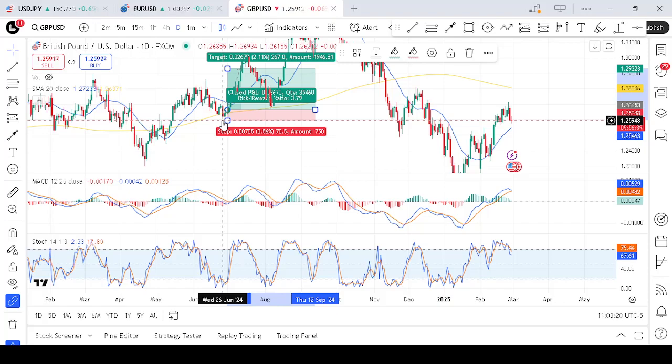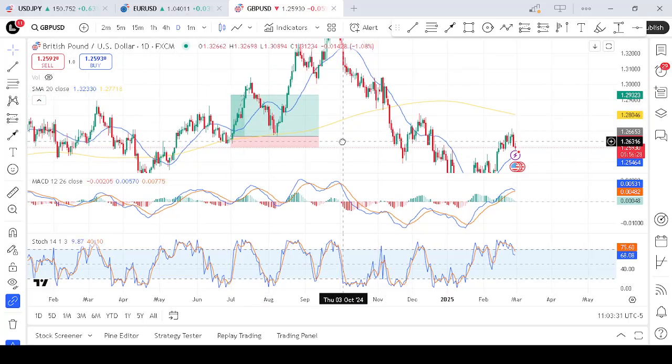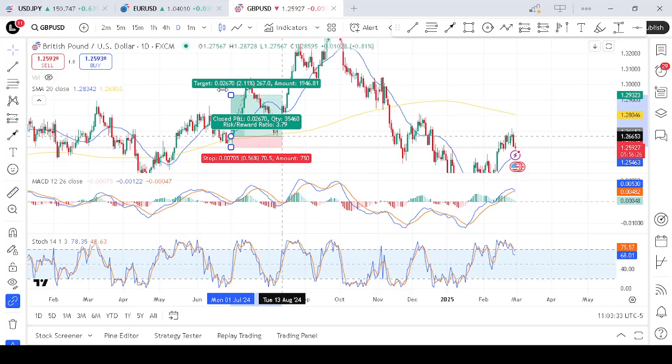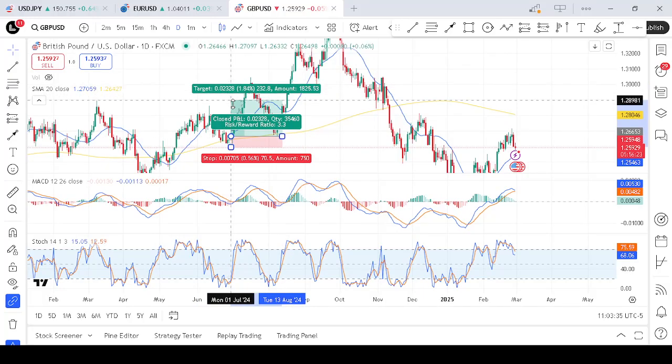This helps protect your capital in case the market moves against you. We also need to set our profit targets based on a favorable risk to reward ratio, such as 1:2 or 1:3 or higher. So this is how we will trade using this for the long trade setup.